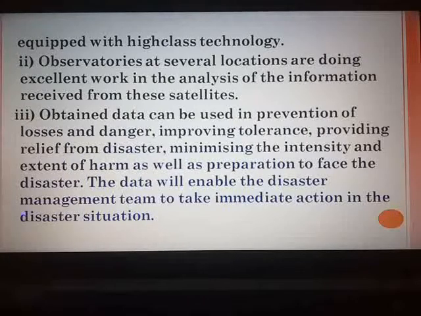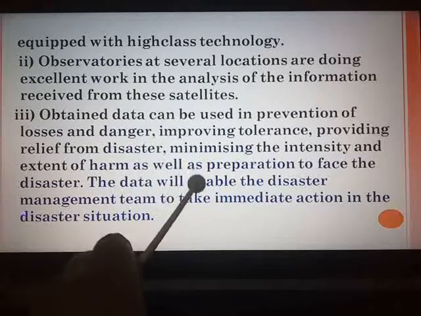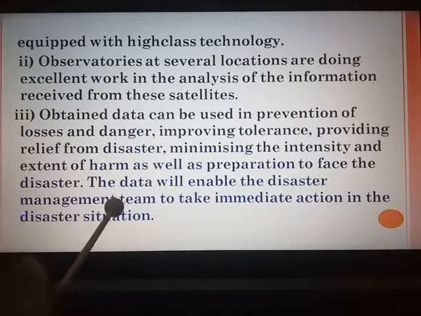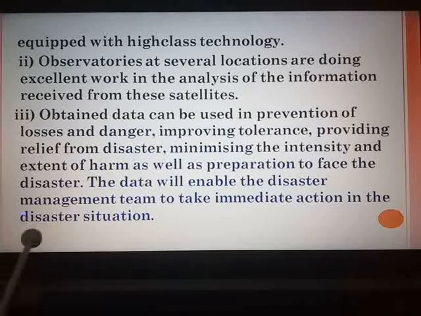Up till here you have that. Below that you have another point. See point number 5, immediate action. That point you modify a little bit: The data will enable the disaster management team to take immediate action in the disaster situation.